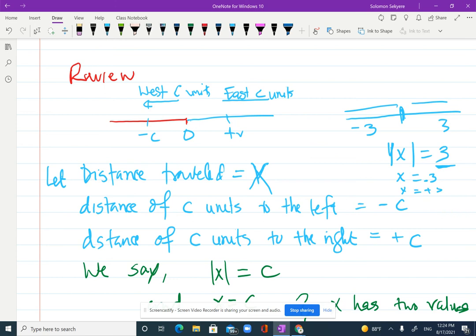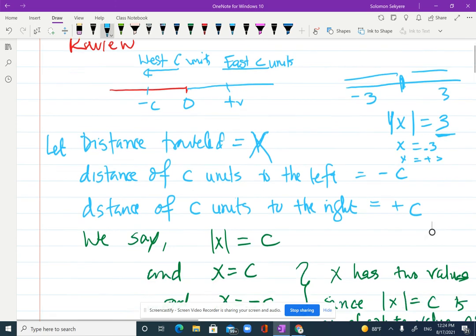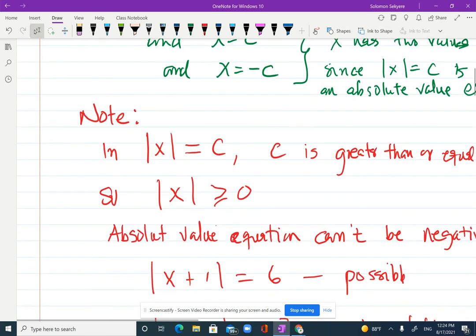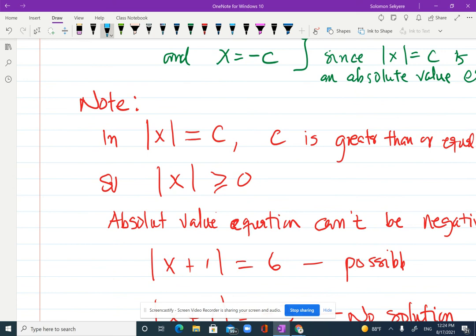So x can be c, and to the left it is -c. We say the absolute value of x equals c. In this example, let's say 3. x equals c and x equals -c. So it has two values. Since this is called an absolute value equation, x is going to have two values. In general, we have the absolute value of a number equals c. This c is always greater than or equal to 0.